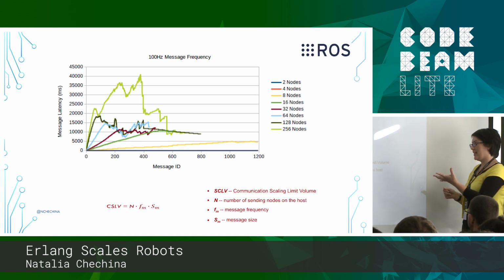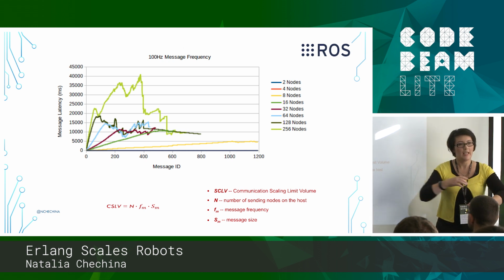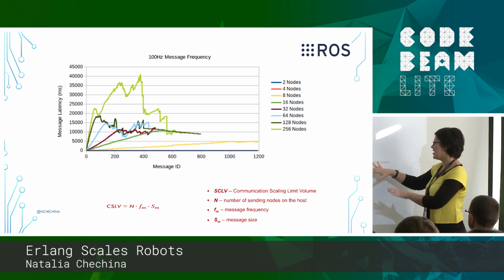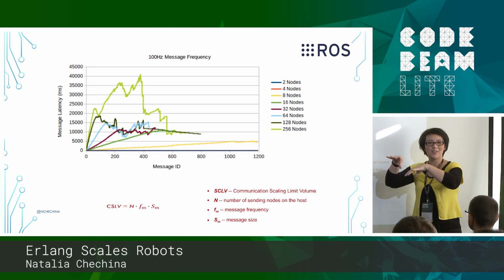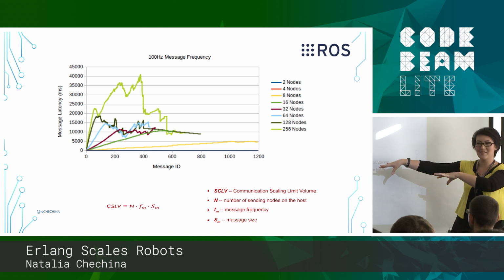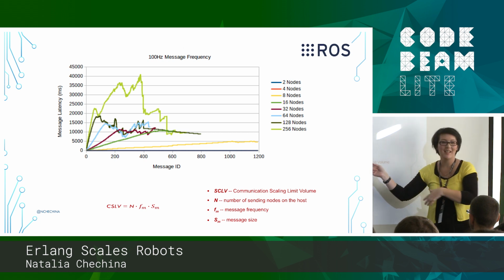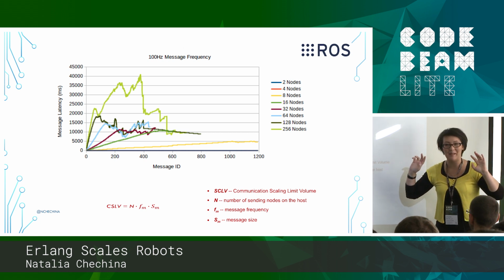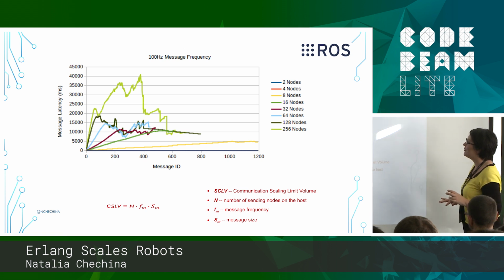So interesting, and the most important observation that we found is that there is a so-called communication scaling limit volume. In our little group, we're very bad with names, so this is the best we could come up with. We called it SCLV. If somebody comes up with a better name, please tell us.